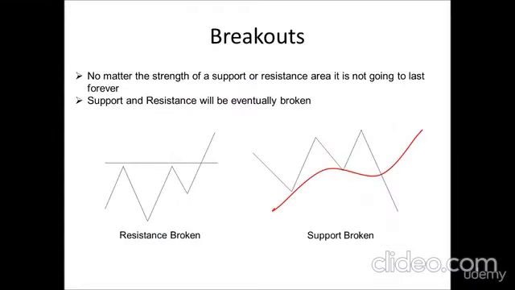Obviously, support and resistance is not always going to hold. Eventually, it's going to break. So no matter how strong a support or resistance area is, it is not going to last forever. In this diagram, we have a clear resistance. Price is rejected 2 times, but is eventually broken, and price moves strongly on the upside. We have a dynamic support on our second diagram. Price is rejected twice, but eventually broken.